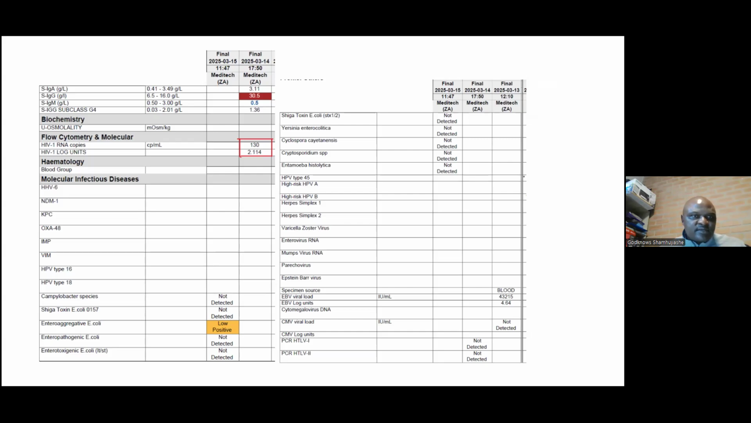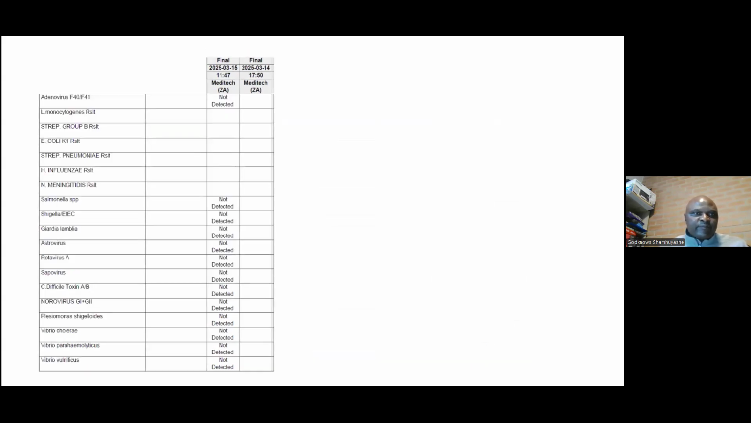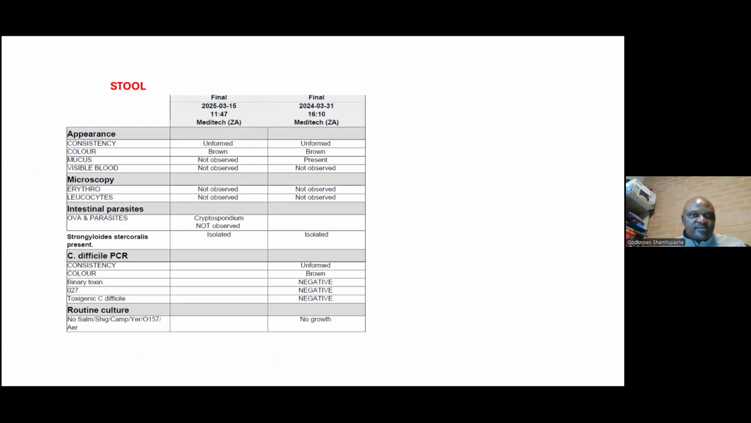Other tests were also done. Shigella was excluded, together with Campylobacter, and other bacteria like Yersinia were also excluded. Parasites like Entamoeba histolytica were negative. PCR for human T-lymphotropic virus 1 was not detected. The HIV viral load was 130. She was almost a year on treatment, so maybe it was a viral blip, because she reported good adherence to treatment. Other viruses which were checked were negative, and other bacteria were not detected. On stool microscopy, Strongyloides stercoralis was isolated, and there were no ova or other parasites found on the stool. C. diff PCR was negative.